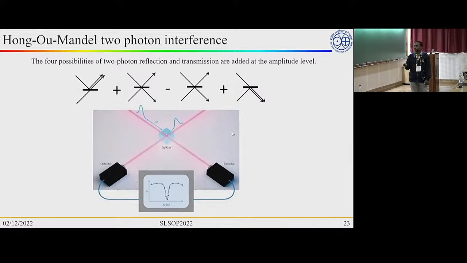So this is one of the plots where, if you try to make them identical, at the point when there is no gap between these two photons, you find that the coincidences are null.